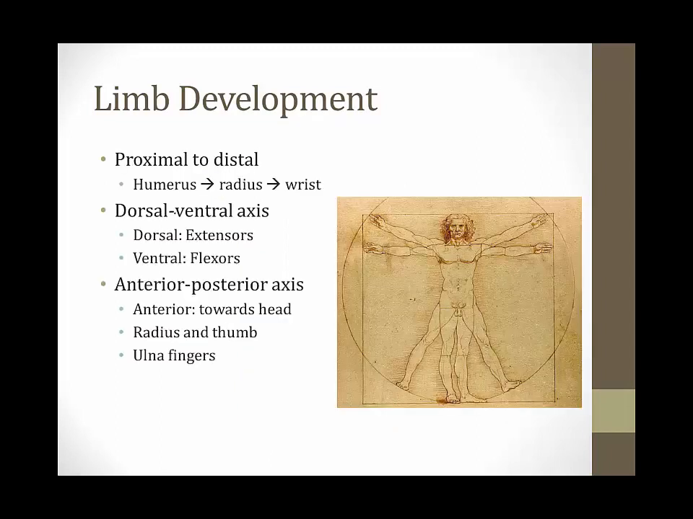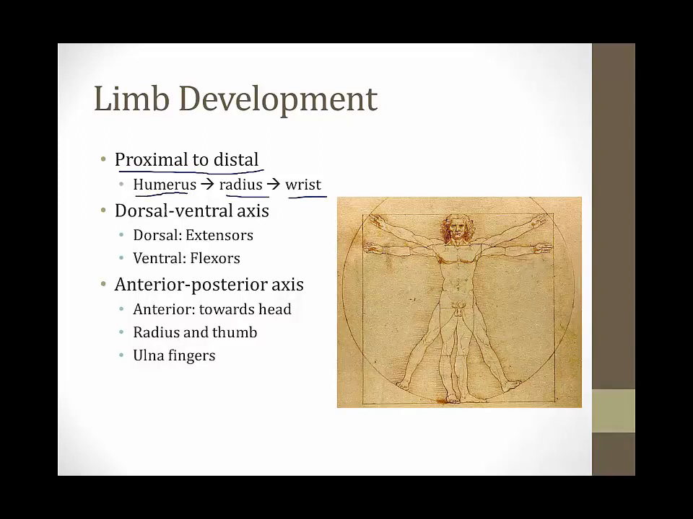In embryologic terms, limb development is described as occurring along 3 planes. The first plane is the easiest to understand. This is proximal to distal. So for example, if the arm is going to develop normally, the humerus must develop followed by the radius, followed by the wrist. This is proximal to distal development.